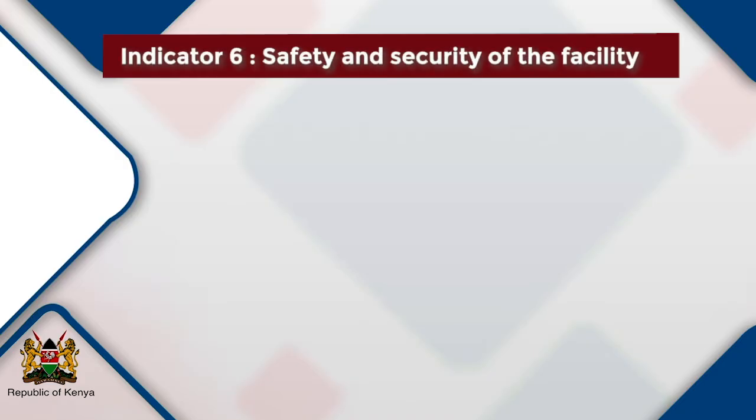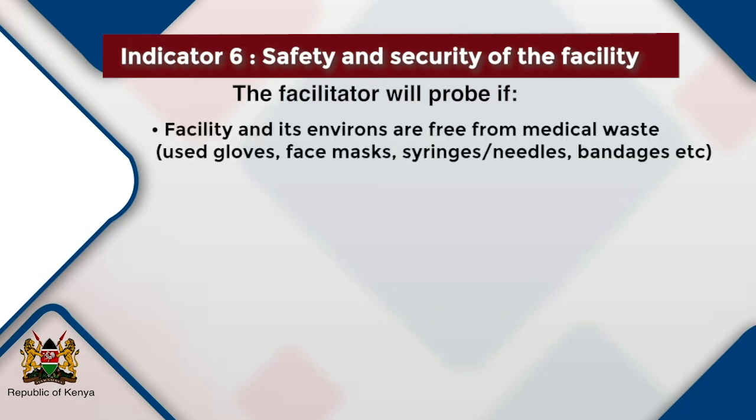Indicator 6. Safety and security of the facility. The facilitator will probe if: 1. Facility and its environments are free from medical waste, that is, used gloves, face masks, syringes, needles, bandages, etc.